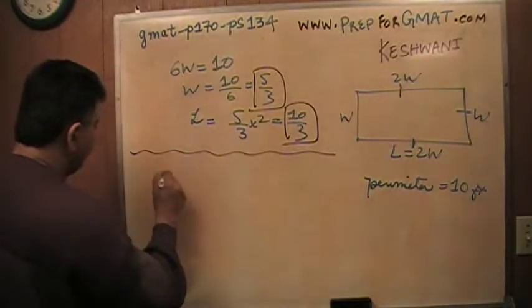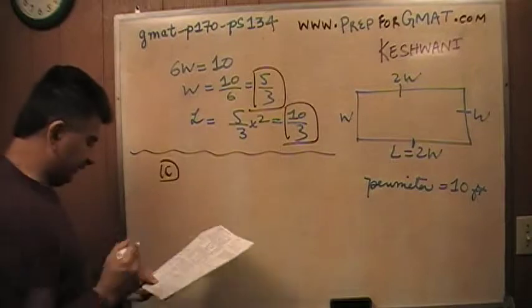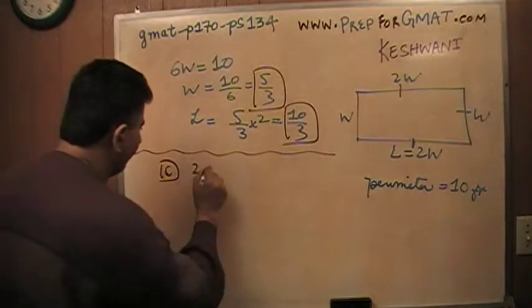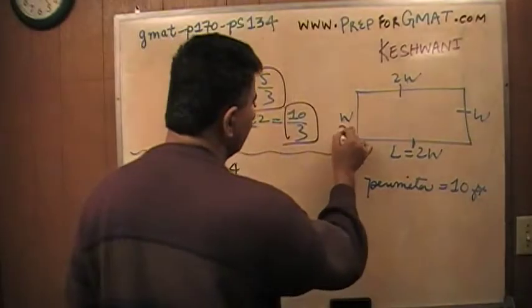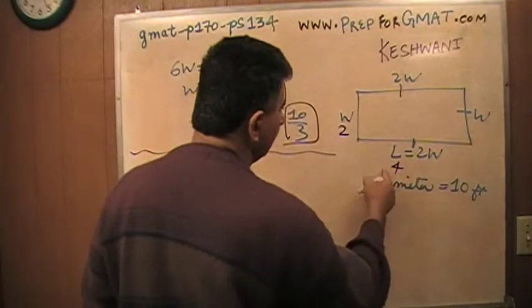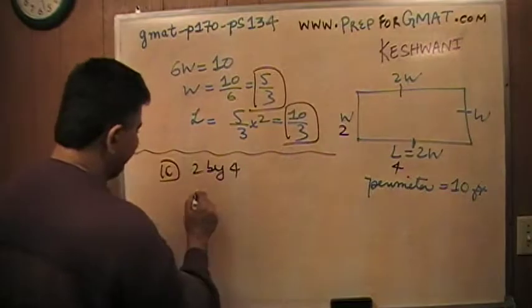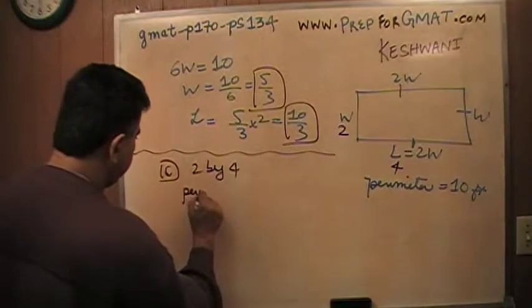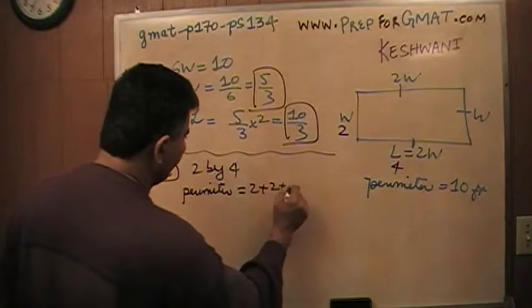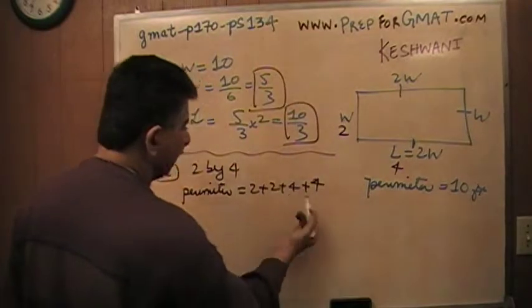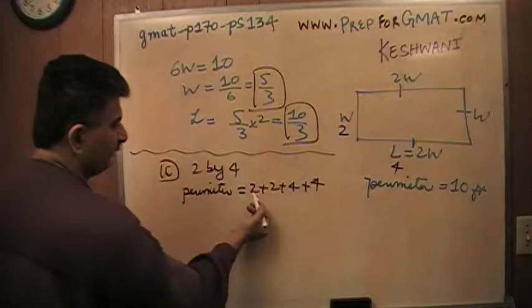C tells me that it is 2 by 4. Had it been 2 by 4, this quantity would have been 2, this quantity would have been 4. That tells me that the perimeter would be 2 plus 2 plus 4 plus 4. 4 plus 4 is 8, plus 2 is 10, plus 2 is 12.